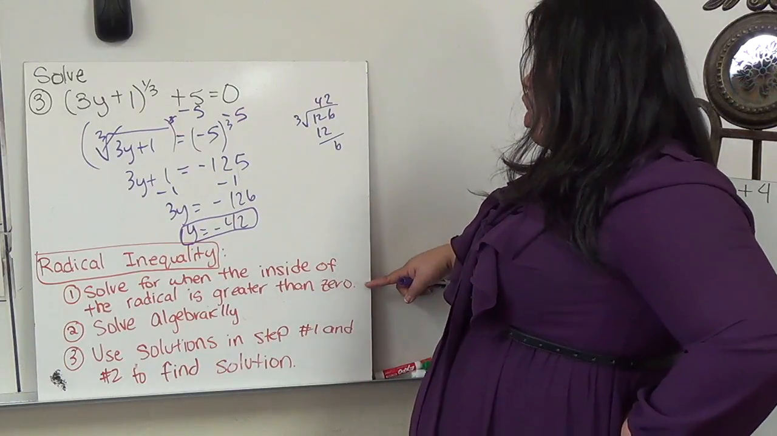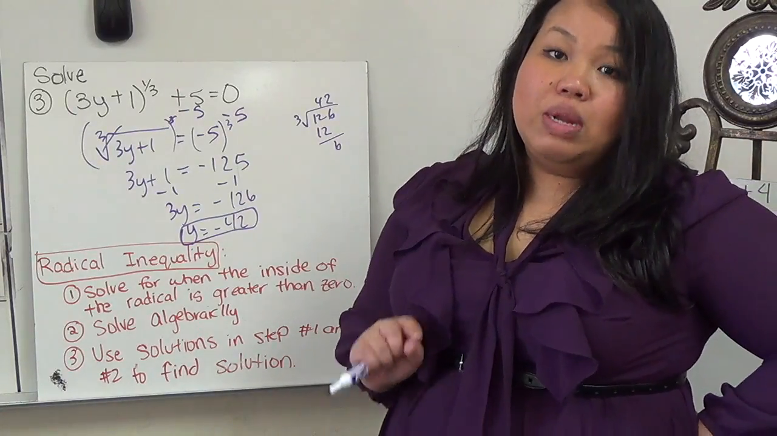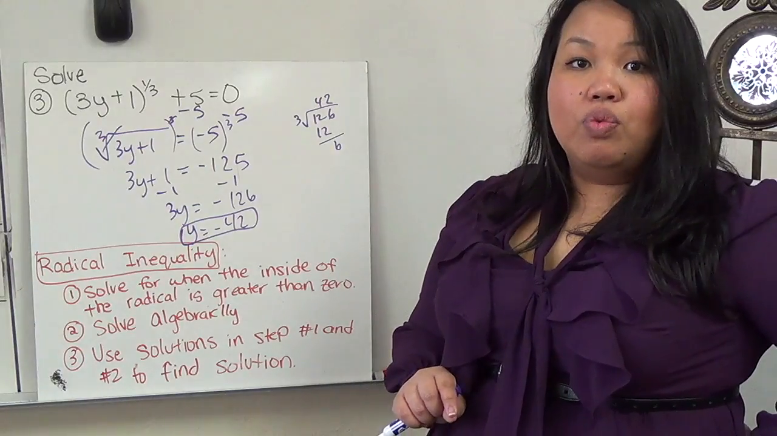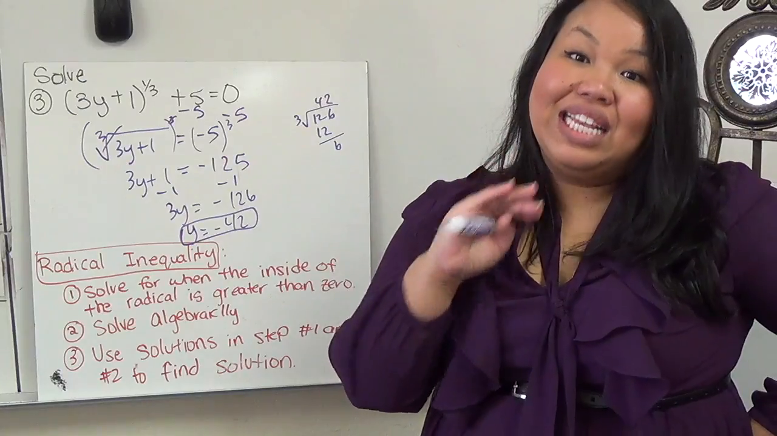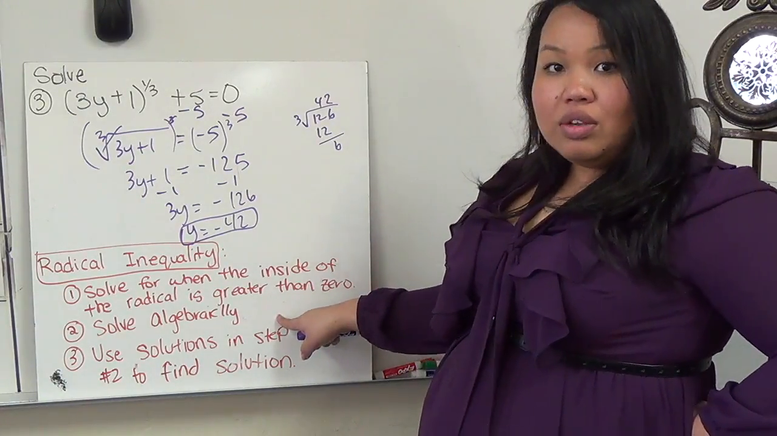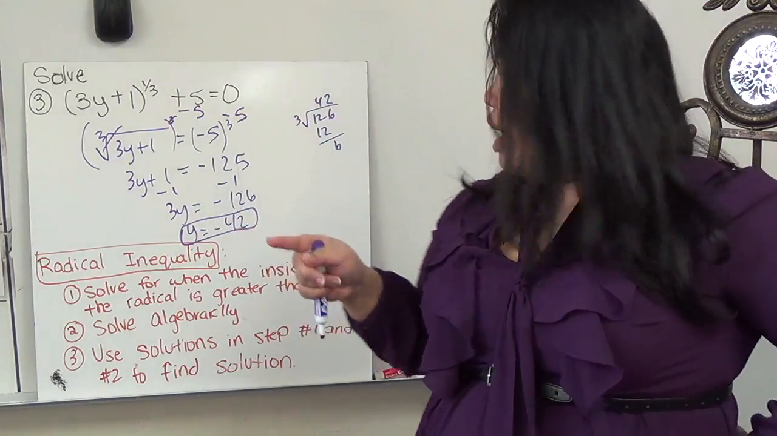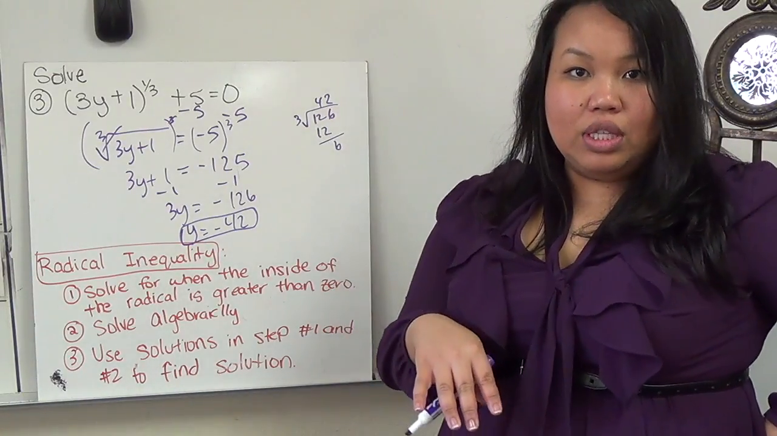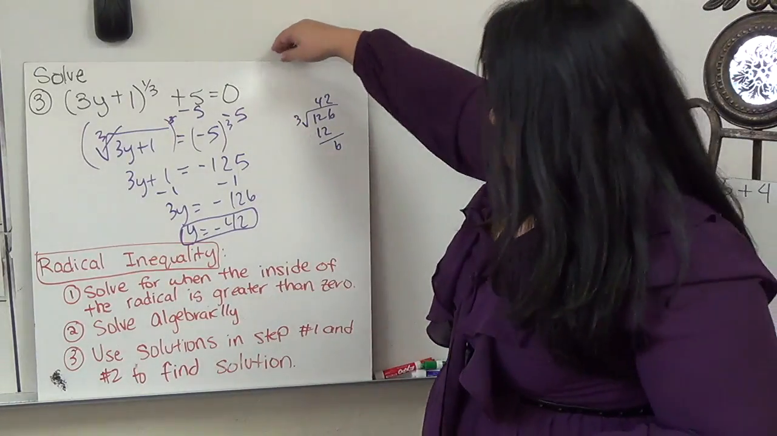The first step is to solve when the inside of the radical is greater than 0. First I have to know the minimum. What number can it be so that it is greater than 0 on the inside of the radical? Then I'm going to solve it just like I would solve any inequality, except when I multiply or divide by a negative, I'm going to flip the sign. And then I'm going to use solutions 1 and 2 to find the overlapping solution. So again, pause, write this down. I have one more board for you.